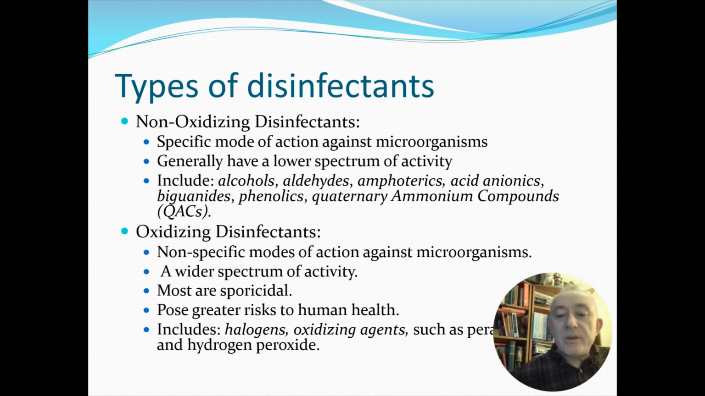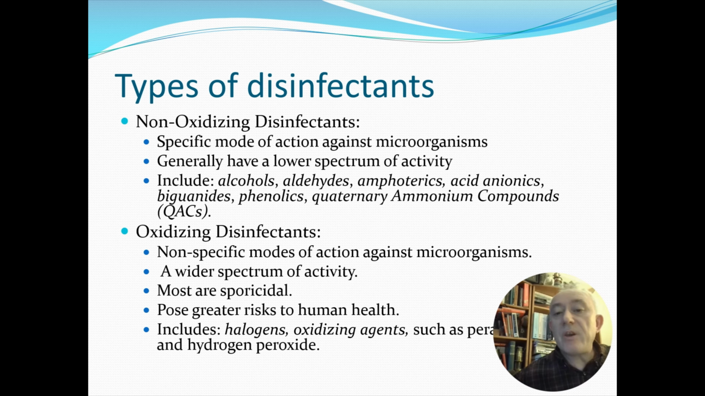And it's common to divide disinfectants up into two groups. We have non-oxidizing disinfectants that have more specific modes of activity. And these have a slightly lower spectrum of activity compared to the oxidizing disinfectants. They include things like alcohols, aldehydes, amphoterics, acid anionics, biguanides, phenolics, and quaternary ammonium compounds, QACs, and these are probably the most widely used disinfectants in the world.